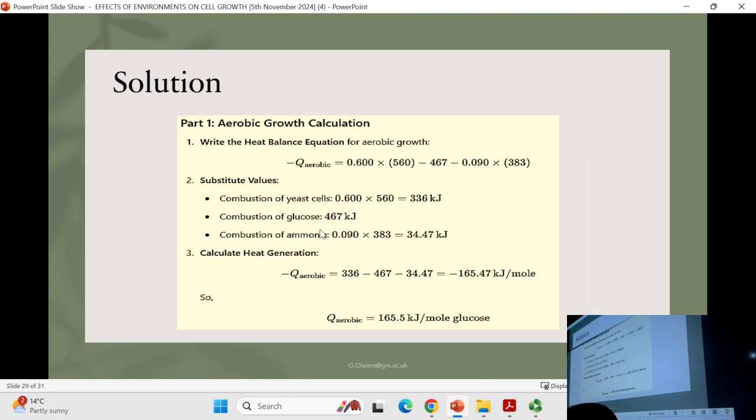So we substitute here. At the end of the day, we have the combustion of yeast cell, the first one, of glucose is this, of ammonia is this. Then when you add everything together, you have minus 165.47, because it is an exothermic reaction. So for aerobic, this is the heat of combustion. You can check it when you get home.